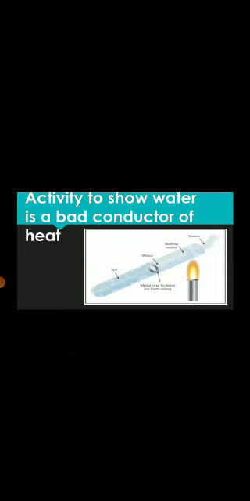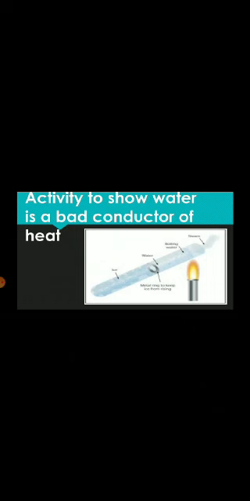Now there is another activity we will do to show what a bad conductor of heat is. Here we have taken a long test tube, and at the lower end of the test tube some ice is kept, and above the ice there is a metal ring to keep the ice from rising. Now the other end of the tube is heated using a Bunsen burner. So what will happen? The water at the end where the heat energy is applied will start to boil after some time.